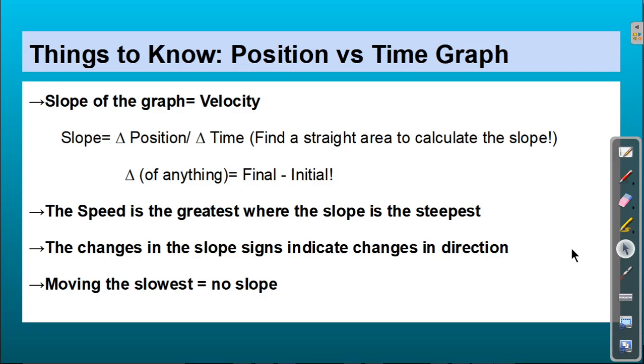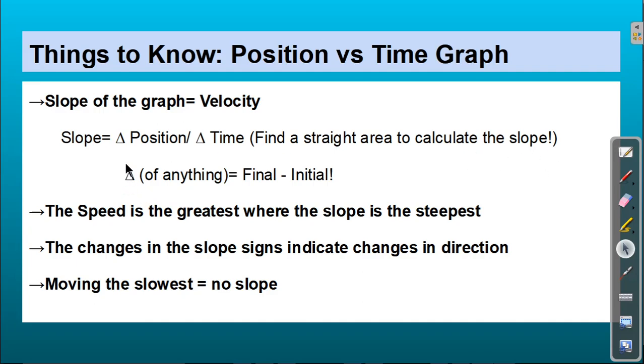Things to know, position versus time graphs. This kind of graph gives you velocity. They give you position and time, and the slope is the change in the position divided by the change in the time. That little line right here means fraction, okay? Find a straight area in your graph. Not all your graphs are going to be straight lines. They're going to be curvy, so you're going to have to find the straightest area you can to calculate the slope, okay?